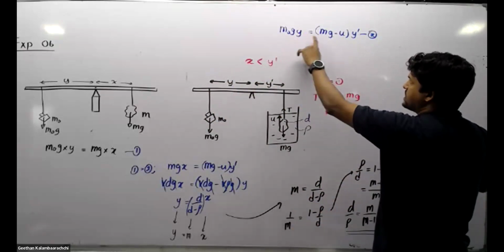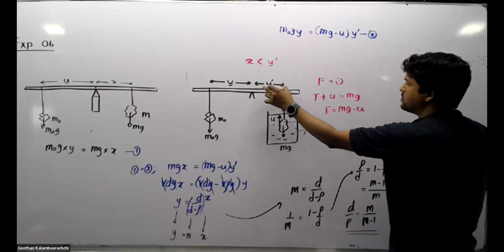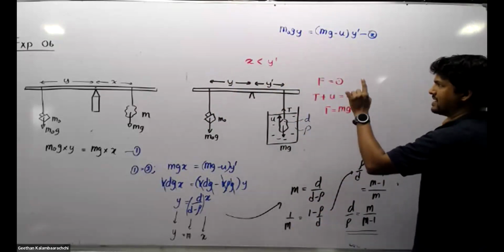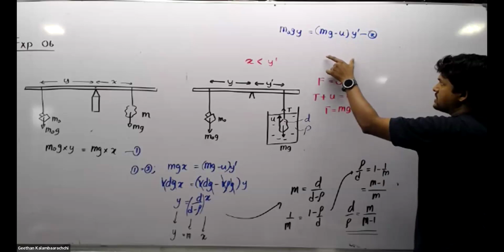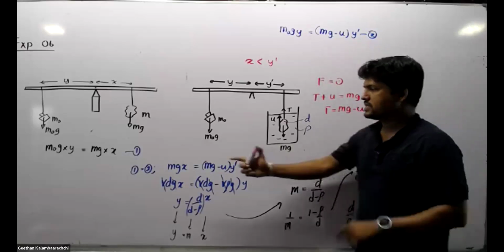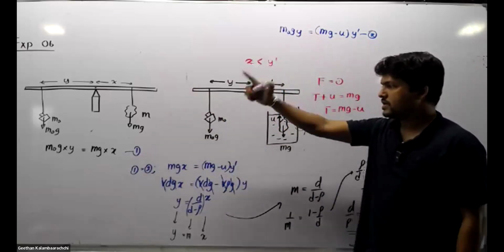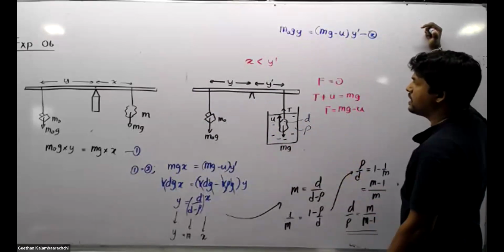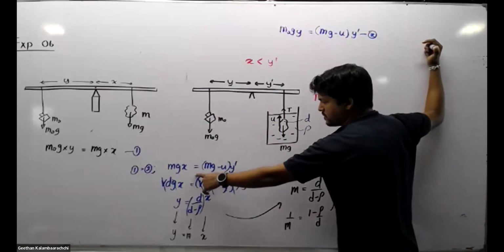Okay. Now you can balance it again. M naught gy is equal to tension times y dash. Tension is mg minus u. If there are any mistakes, write them down. So mg minus u into y dash. So this is the second equation and this is the first equation. They are equal because on the left hand side of both equations you have m naught gy. So you equate the two equations.